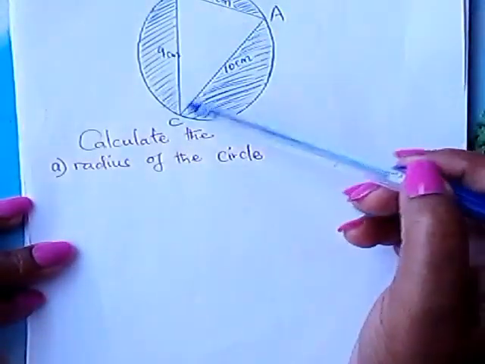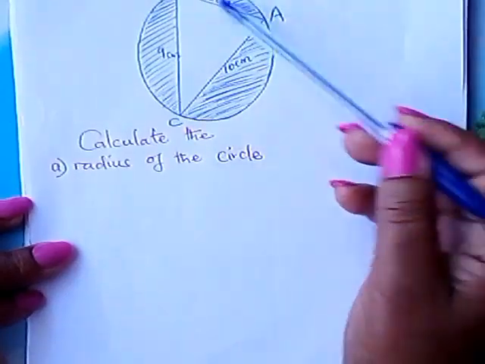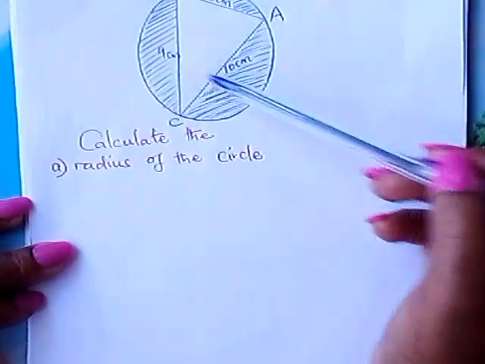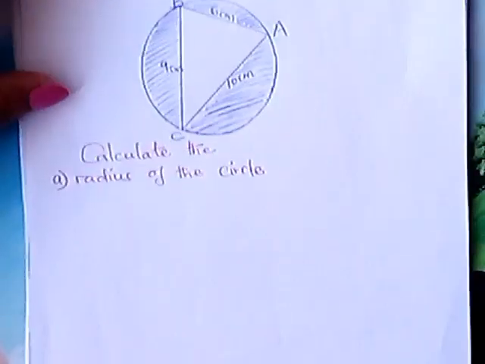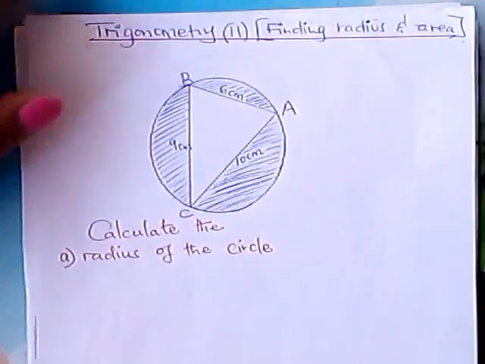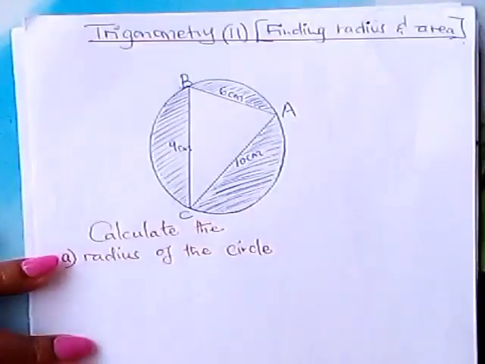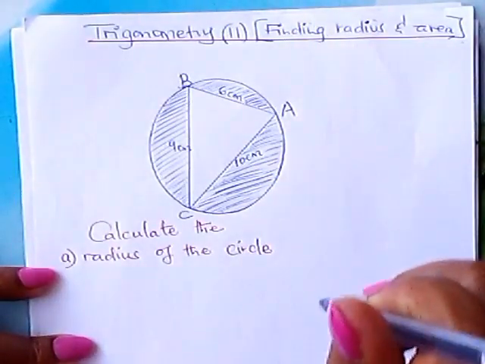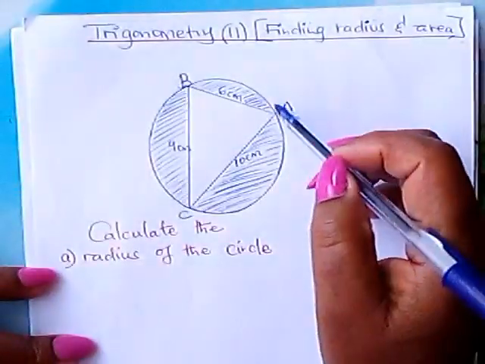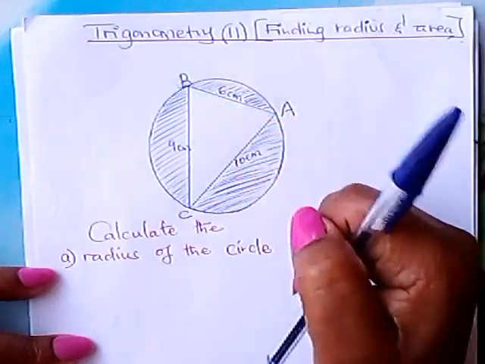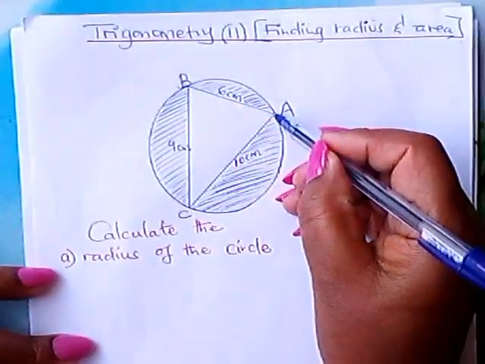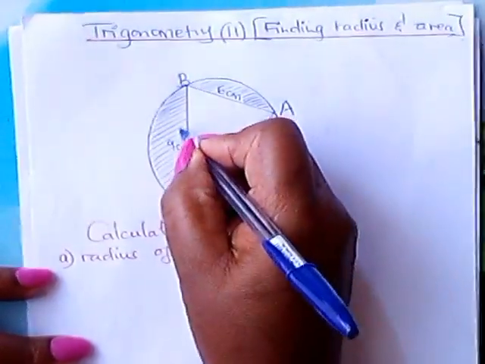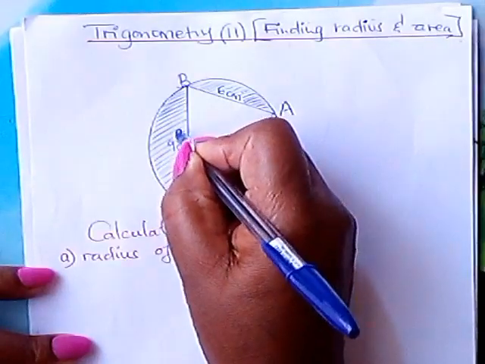You have an inscribed triangle here, and you are given the three sides, 6 centimeters, 9 centimeters, and 10 centimeters. So how do you find the radius of this circle? The first thing that you do is to label the sides of this triangle. If this is angle A, the side opposite it is labeled as small a.